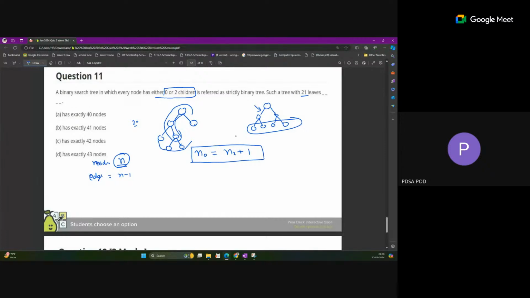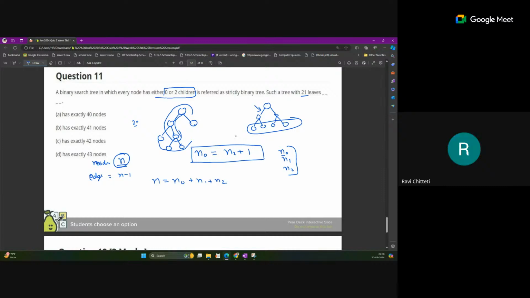So there are 3 category of nodes. The nodes n0, that means nodes which have the 0 child. Another category n1, that contains only 1 child. N2 contains 2 childs. So 3 categories are there of the nodes. So n0 means number of nodes which have 0 child. N1 means number of nodes which have only 1 child. N2 nodes which have only 2 childs. Then we can write like this. So n equal to n0 plus n1 plus n2. This is correct? Yes.